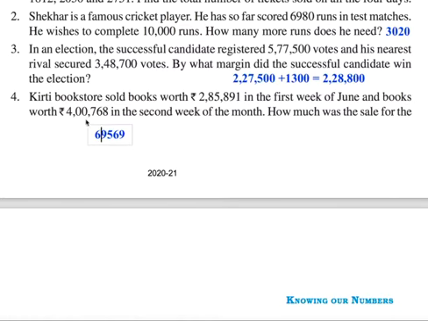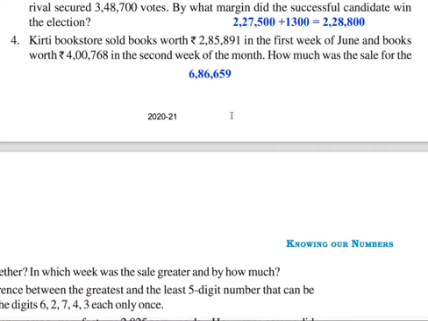Somewhere I went wrong. 8 plus 1, 9. 9 plus 6, this is 15. 5. Other numbers we can remove. 8 plus 7, 15 plus 1, 16. So 1 will go to the 1000 place. 5 plus 1, 6. Right, 10,000 plus 8 is there, only 8, 2 plus 4, 6, 6,86,659 rupees, okay. Then in which week was the sale greater and by how much?